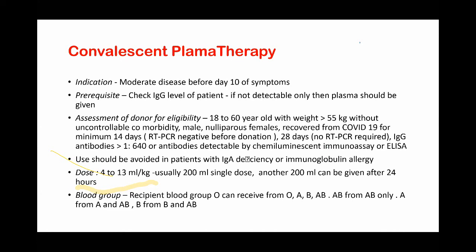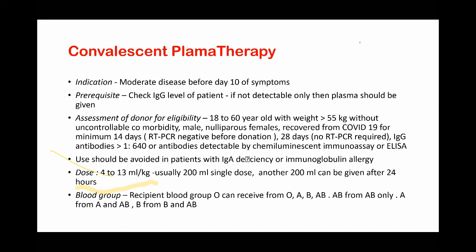But there are lots of ifs and buts for the donors. But overall, one thing I would like to tell about the donors is that minimum 14 days after the negative PCR. If, suppose, on April 1, I became negative for the RT-PCR, I can donate on April 14th, or 28 days after, basically. So if I don't want to get RT-PCR checked, 28 days after my infection, I can donate plasma. And basically, these are the things.